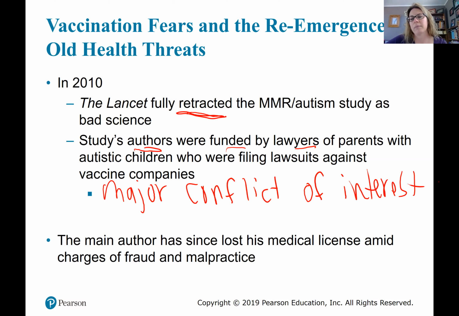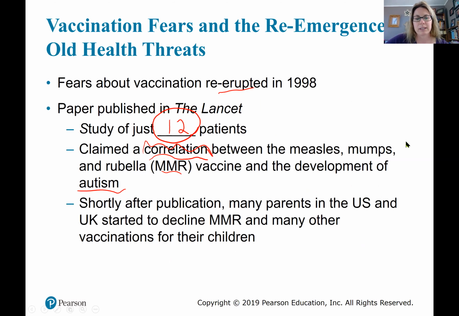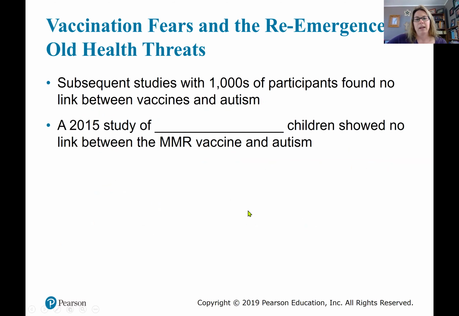The primary author of the study lost his medical license and had charges of fraud and malpractice and all these kinds of things. But what had happened is, like we see back here, people in the US and the UK started to decline the MMR vaccination because they didn't want their children to become autistic. And so that has led to different types of measles outbreaks and things like that.